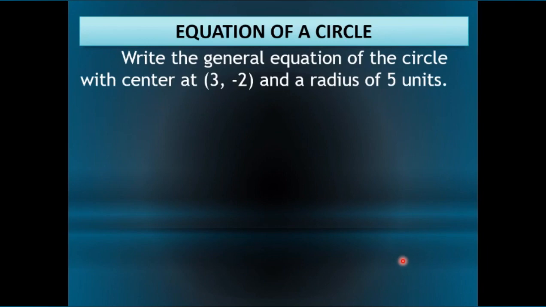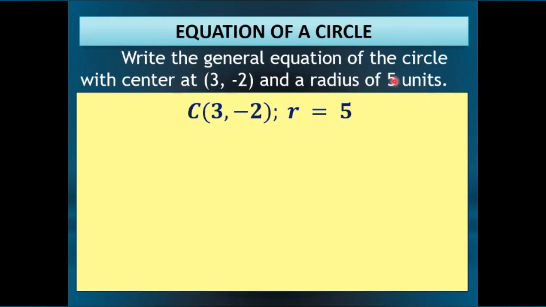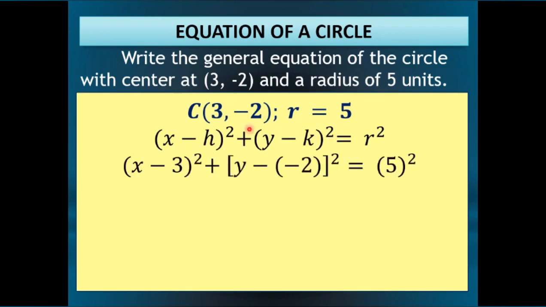So let us have an example. Let us write the general equation of the circle with center at 3, negative 2 and a radius of 5 units. So again, our given, we have our h, which is 3, our k is negative 2, and our r is 5. So given our standard form, we simply first substitute the values. So we have x minus our h, which is 3, and then square, plus y minus our k is negative 2, and then squared, equals the r squared will become 5 squared.